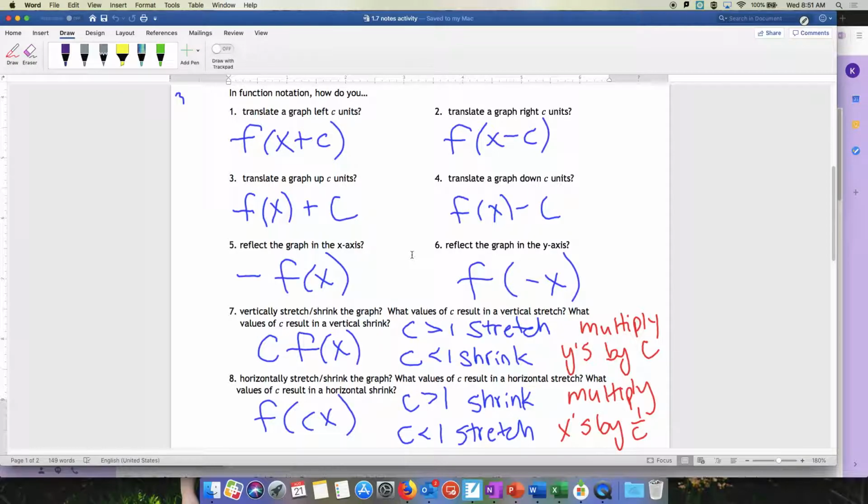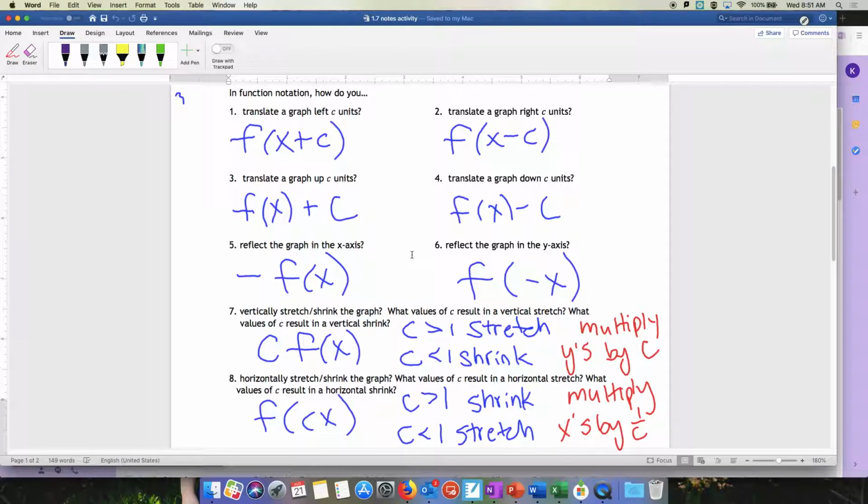Okay? You have a 2 inside. That would be shrinking it, so we got to get our x's smaller. We have to multiply by 1/2. If you have a 1/3 inside of your function being multiplied, then you're going to have to multiply all of your x's by 3 to get the stretch.